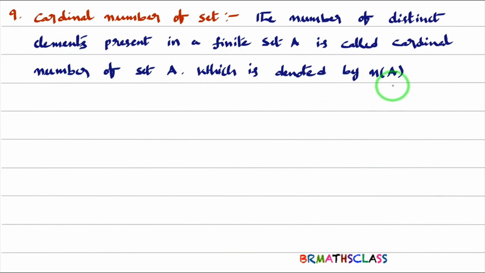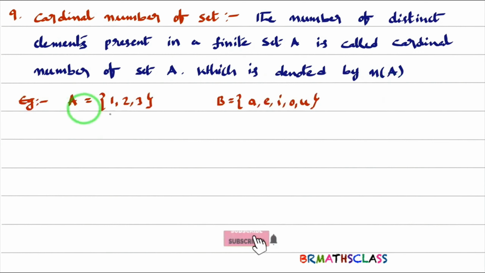We'll try to understand this with an example. You observe here, I consider two finite sets. What is the cardinal number of set A? The cardinal number of set A is denoted by n of A. It is the number of distinct elements present in a finite set. How many elements are present in this set? In this set, 3 elements are present. So n of A, the cardinal number of this set, is 3.